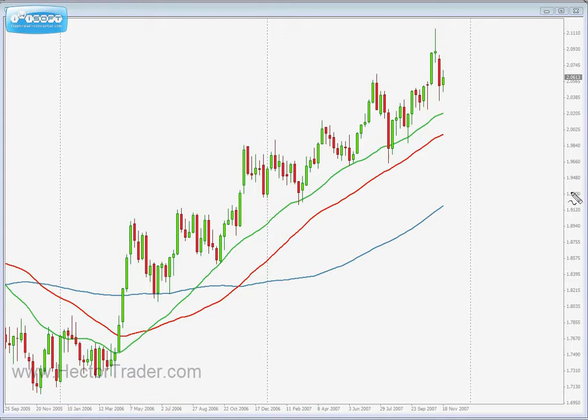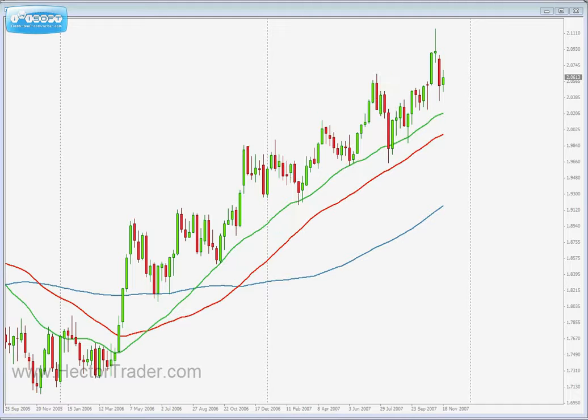Every time the bears manage to pull price down to the dynamic area of support, the bulls come into play. The bulls regain control of the situation and bang, push price to the upside. Another pullback, the bulls once again take control and basically slap the bears in the cheek, and off it goes to the upside.